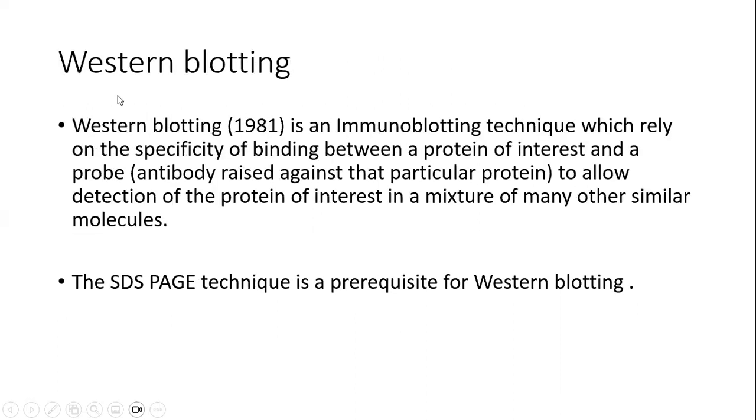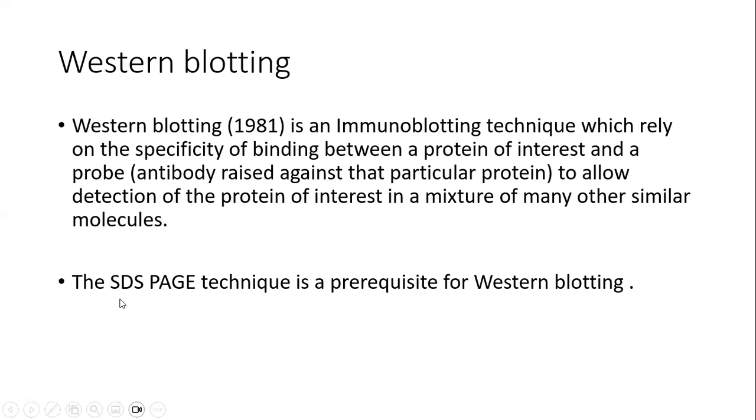Now coming to the third method, that is Western blotting. This method is used for detecting specific protein sequences, and the probe that we make use of in Western blotting is rather different compared to what we use in Southern or Northern blotting. In Southern or Northern blotting, we make use of single-stranded DNA or RNA molecule as a probe, but here we make use of antibody molecules that are specifically raised against a particular protein, and they are going to allow detection of a protein of interest from the mixture of proteins.